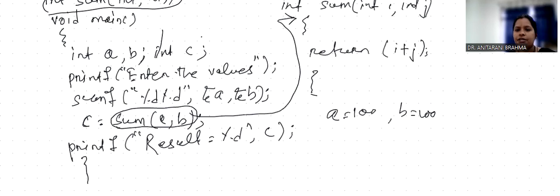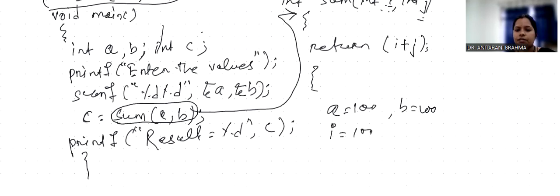Here i and j variables are copies of the actual variables. We'll discuss in the next class the difference between formal variable and actual variable, formal parameter and actual parameter. Now the value of i equal to 100, j equal to 200, and it will return the addition of the two values, that is 100 plus 200, that is 300. It will return to the position where it is called. So here it will be 300. So c equal to 300 and the output will be result equal to 300.